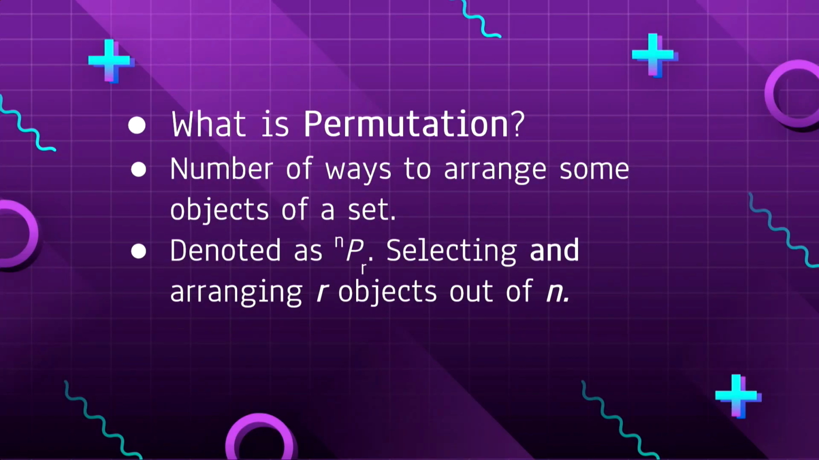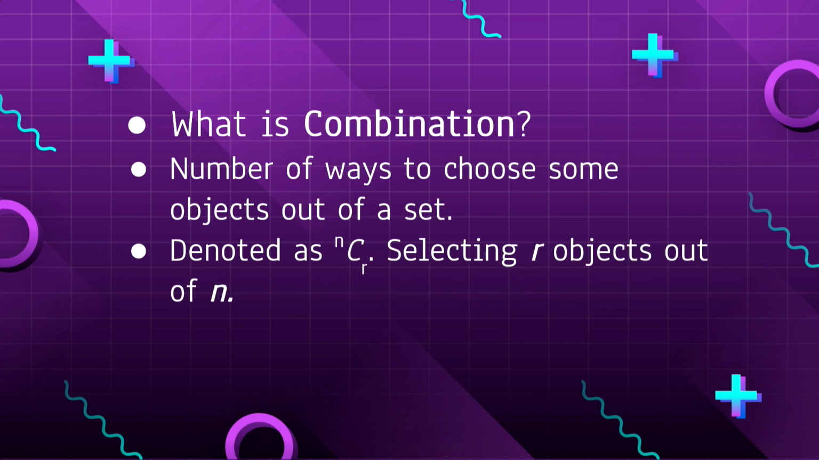So just look at some definitions. Permutation is the number of ways to arrange some objects of a set, and it is denoted by this notation, n in the superscript, P and r in the subscript, which means selecting r objects out of n objects and arranging them. And similarly we have a definition for combination. It's just selecting r objects out of n objects, just selecting them, and it is denoted by nCr.